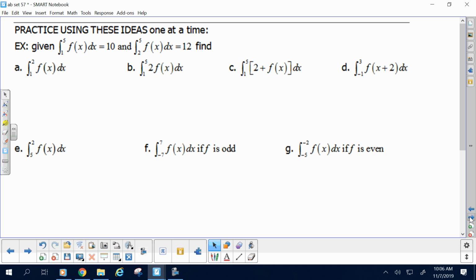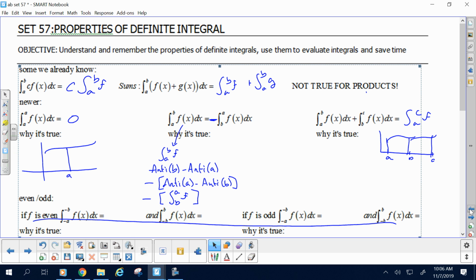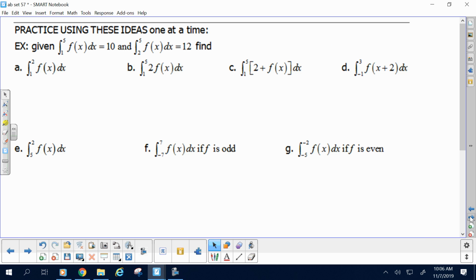Additivity of regions. One region plus two regions equals total region. This idea here, okay? A subregion plus a subregion equals a total region. Now they're giving you a little rearranged form. They give you 1 to 5. They give you 2 to 5. And they ask for 1 to 2. So they give you the total, the part, and a part. And they want a part, right?